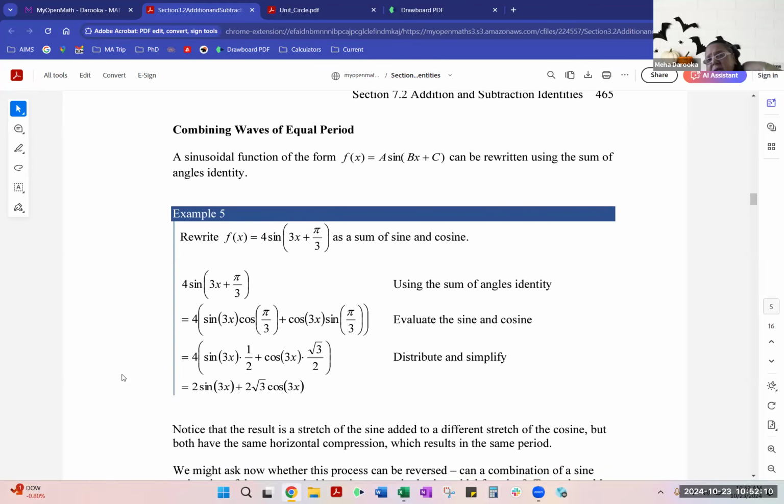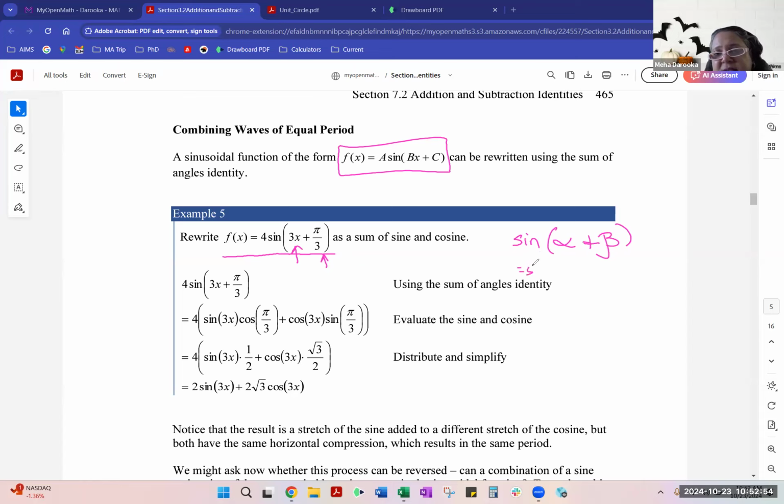So this one is talking about combining waves of equal period. So, if you have a sinusoidal function of this form, and remember we had talked about this when we were talking about transformations for the functions here. They're saying these type of equations can be rewritten using the sum of angles identity. So let's say you have something like f of x is equal to 4 times sine of 3x plus pi over 3, right? So you can see this is where you have two different angle measurements, 3x and pi over 3. So, again, think about this as sine of alpha plus beta, and then you can use that identity.